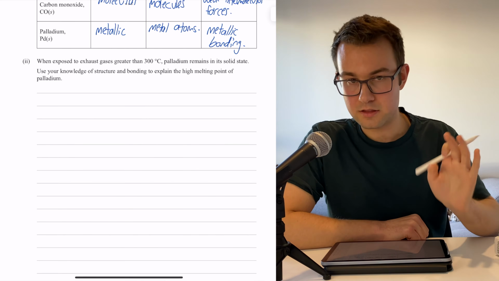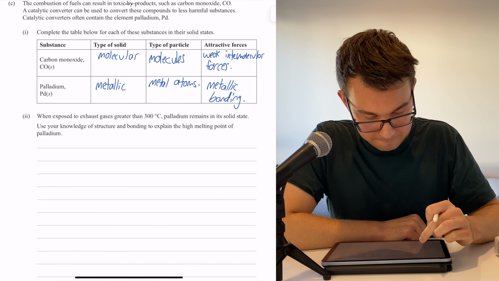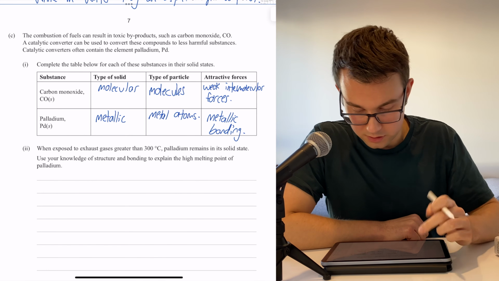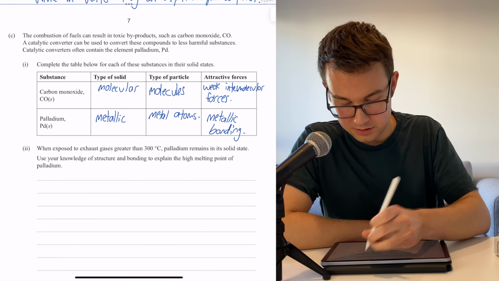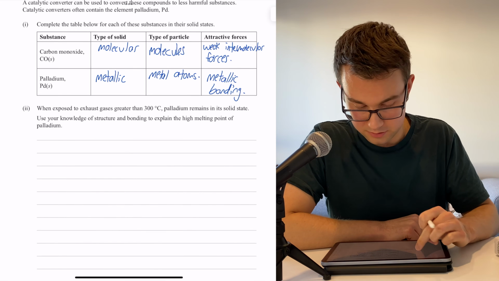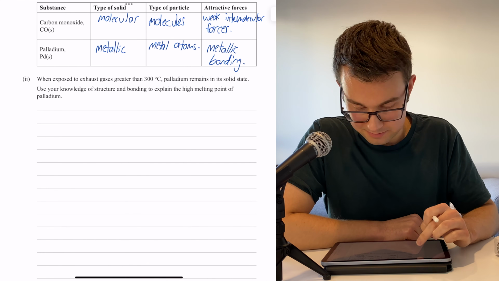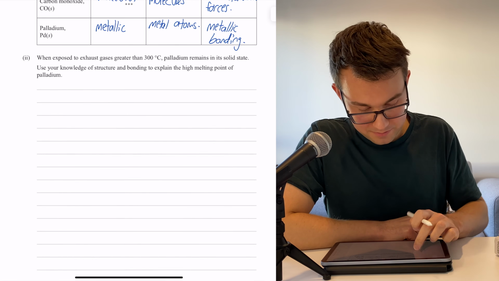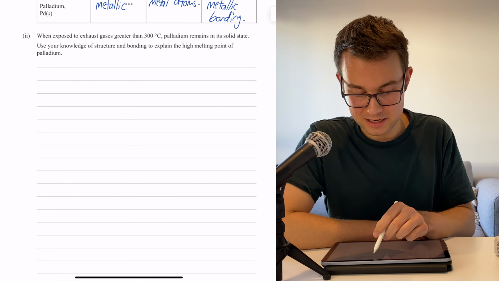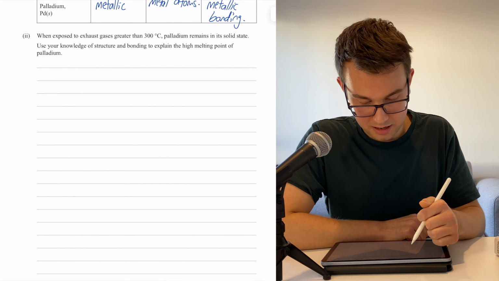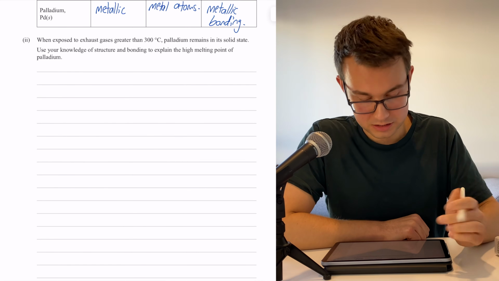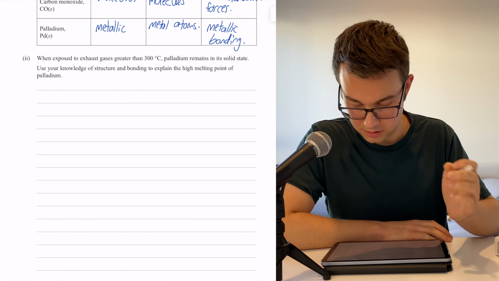A bit of a confusing question because they trick you into thinking it's going to be about CO and a catalytic converter, but no, it's not about that at all. That was just for the table. Just explain that about palladium. So this is only actually a merit question. No compare and contrast sort of things. So pretty simple. I believe in us.